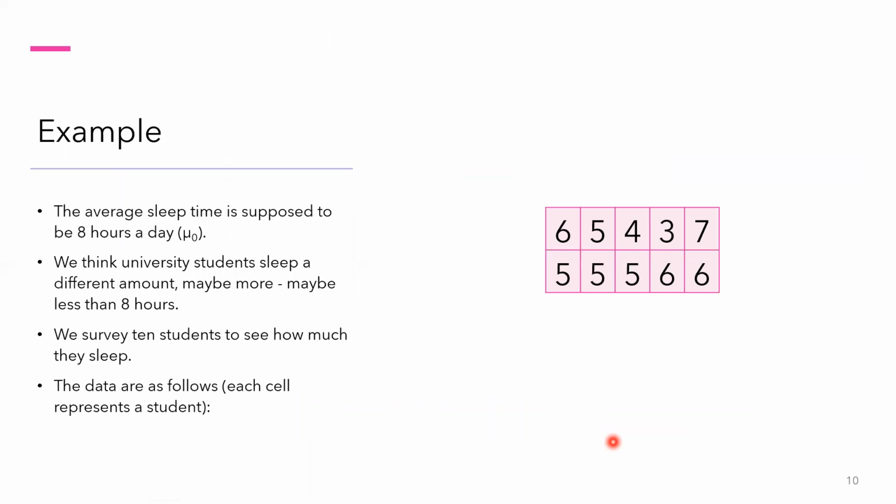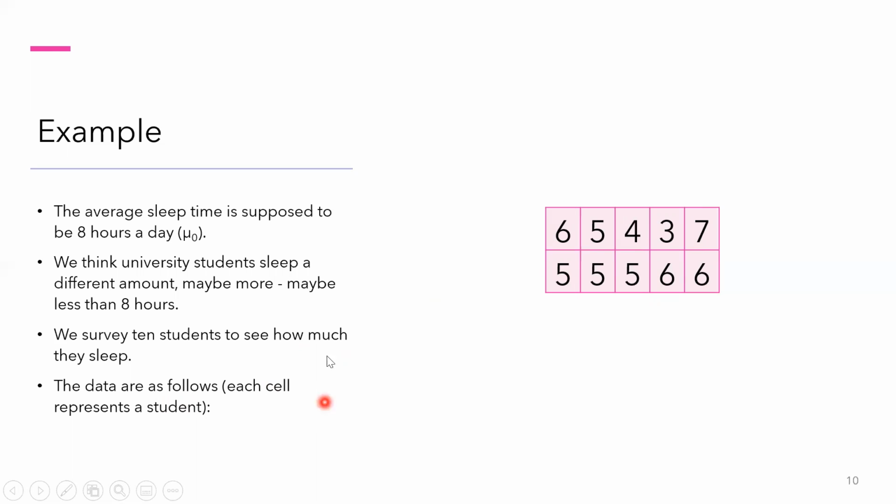Another example is about the sleeping hours of college students. The hypothesized statement is that sleeping time is supposed to be 8 hours a day. And they think that university students sleep a different amount, maybe more or maybe less than 8 hours. So they surveyed 10 students and asked their sleeping hours. This is the data of the 10 students, like someone slept 6 hours, someone 4 hours, someone 6 hours, 7 hours, etc.